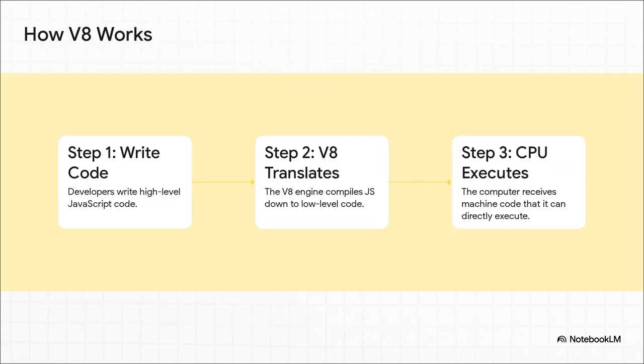The job of V8 is basically to be a super fast translator. See, we write our code in JavaScript, which is pretty easy for us humans to read and understand. V8 takes that human-friendly code and, in the blink of an eye, compiles it down into low-level machine code, the raw ones and zeros that a computer's processor actually understands. And that translation is the key to its incredible speed.